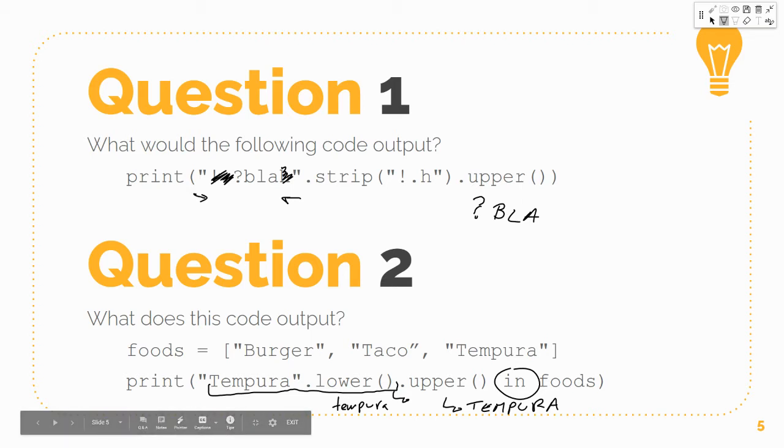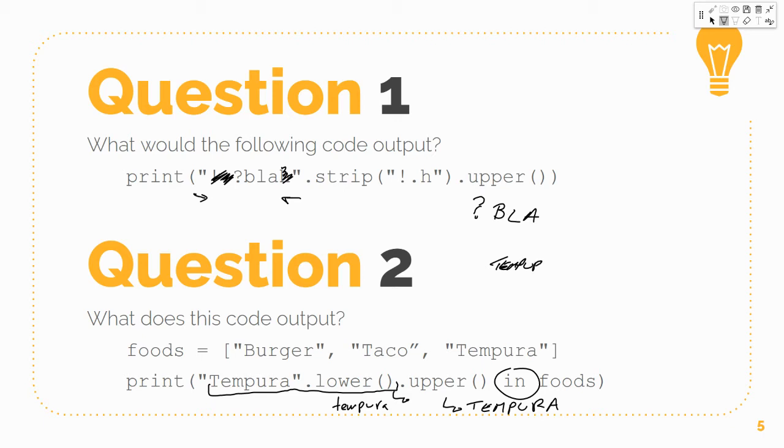So tempura in foods is really a comparison in some sense. We're asking, is this true? And we look, nope, it's not there. So this statement would print out False.